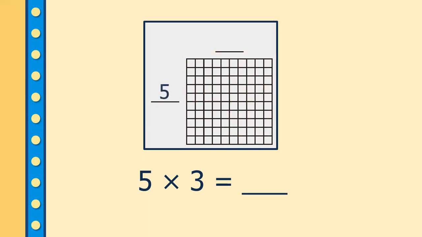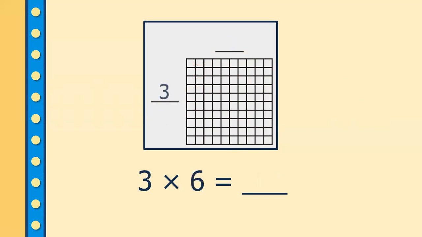So we need to make sure that if our 5 is here and our 3 is here, we have 5 red dots on the left side here, up and down vertically, and that there are 3 rows across. See the number 3? It tells you how many across. 5 tells you how many up and down. So here we're going to skip count by 5s. 5, 10, 15 is our answer.